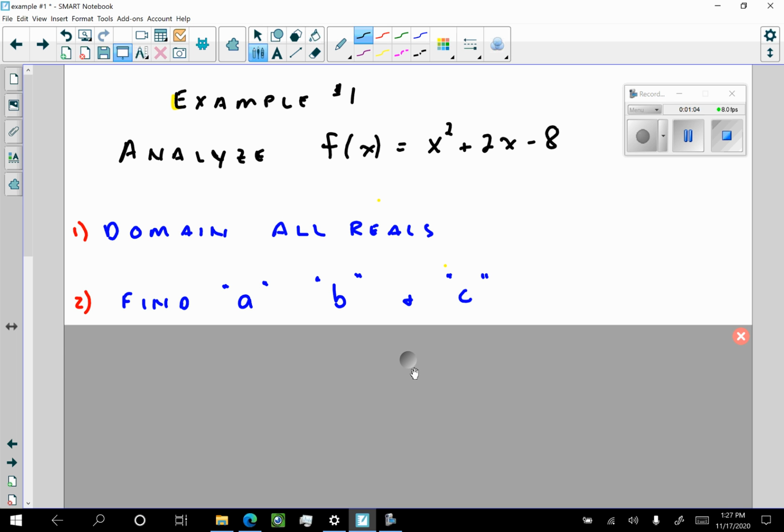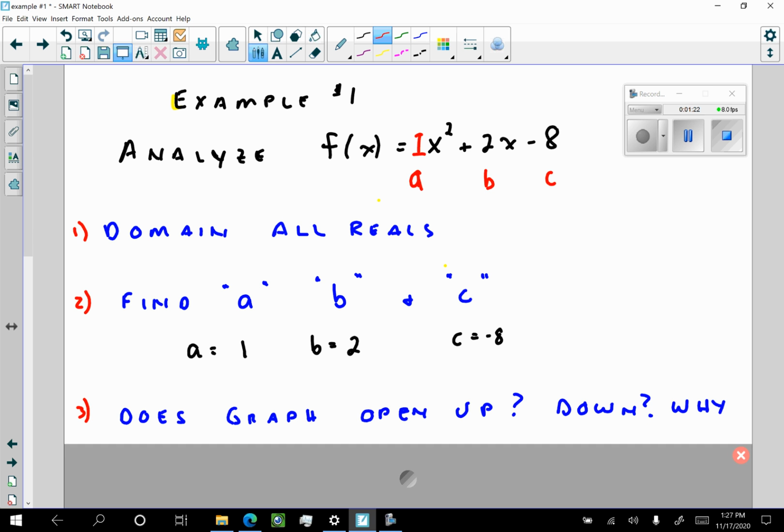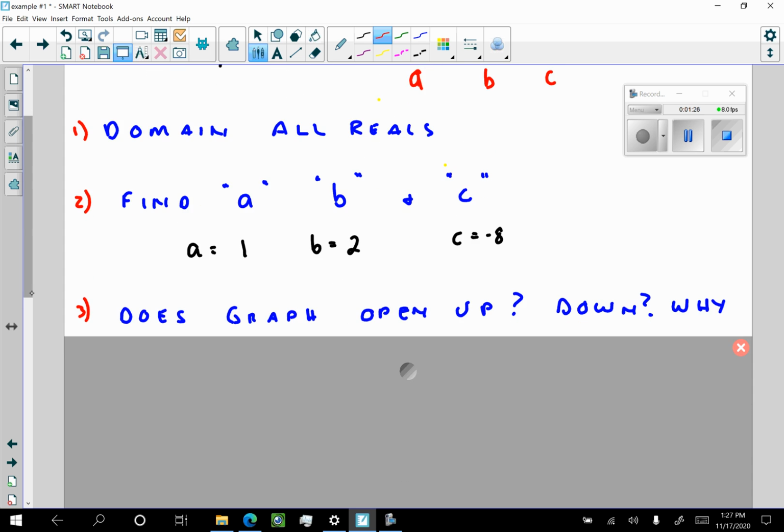So I can find the A, B, and C. The A is equal to 1, B is equal to 2, and C is equal to -8. There's your 1 right there. The 1 is disguised. The B is right here. This is your A, this is your B, and this is your C. The A is going to tell us a whole lot of information. The A is going to tell us whether the graph opens up or down, and why.